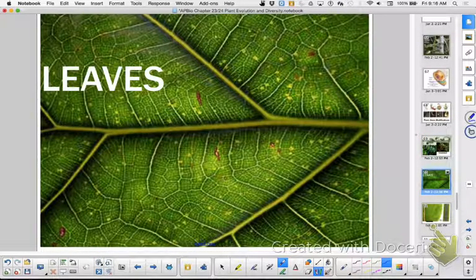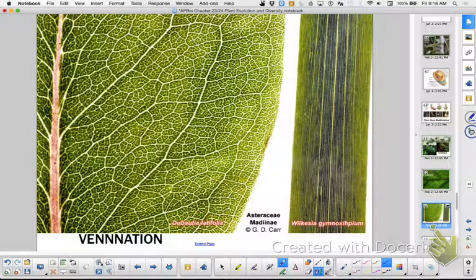Leaves here, you can see the veins. Would this be a monocot or a eudicot? Okay, and blue, talk about the differences here.